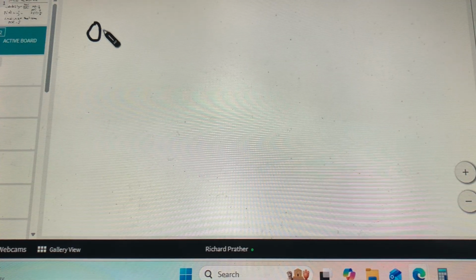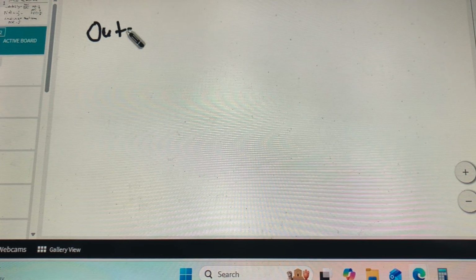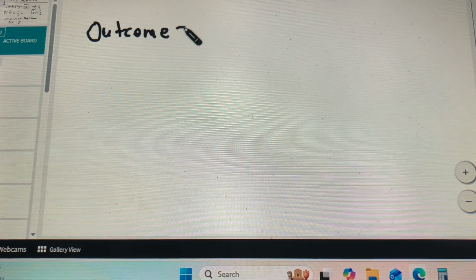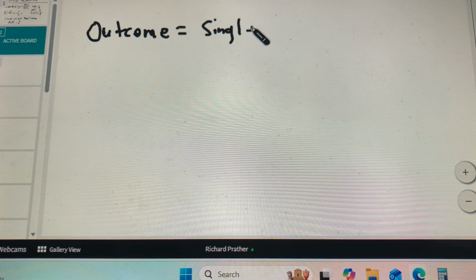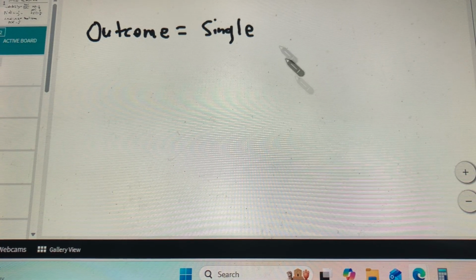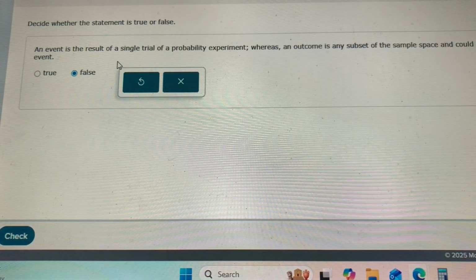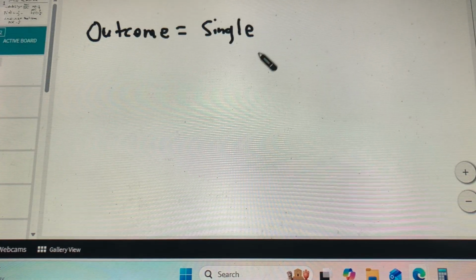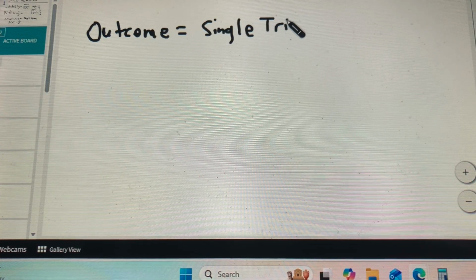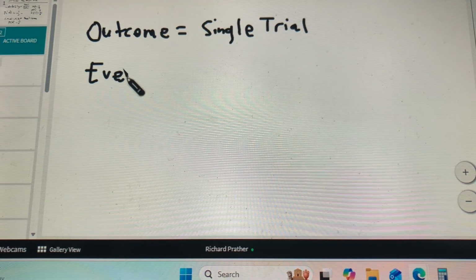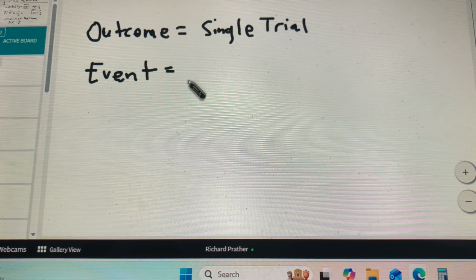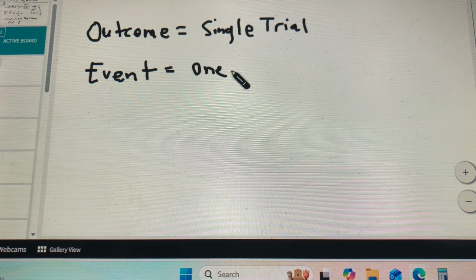An outcome is a single trial. So if you roll a die, whatever happens is called an outcome. A single result, a single trial. You can roll a die and try to get a 1, 2, 3, 4, 5, or 6. An event can be any single outcome or group of outcomes. So this can be one or more outcomes.